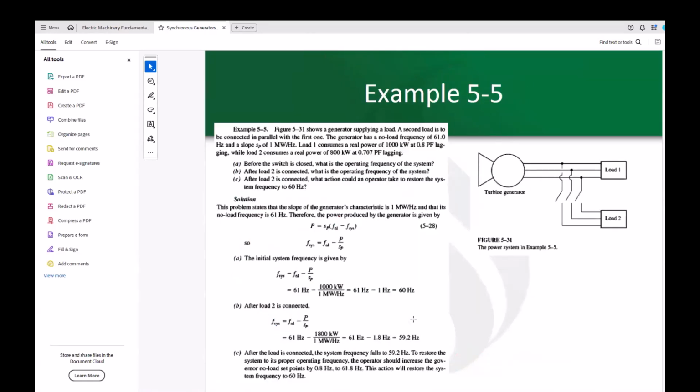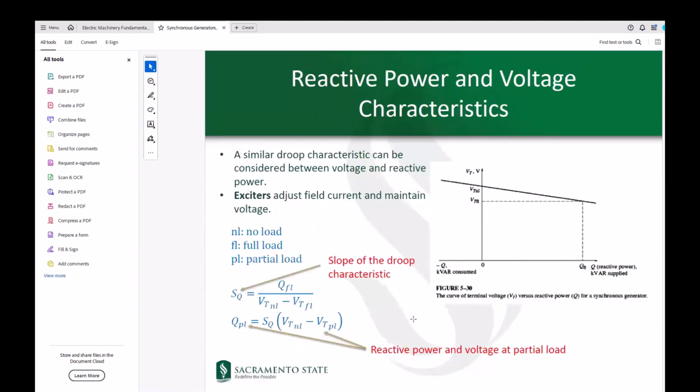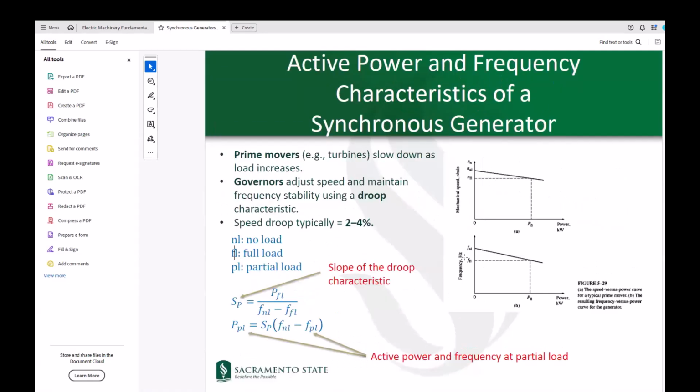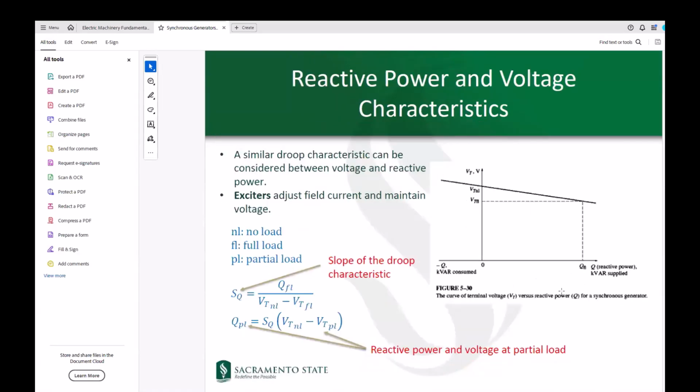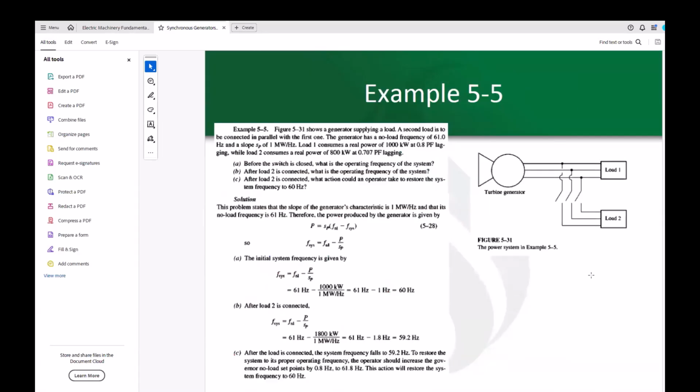The same type of relationship also can exist between reactive power and voltage. So remember, always frequency is corresponding with active power, and voltage is corresponding with reactive power in synchronous generators. So here is a relationship between the voltage in the terminal and the reactive power. And also keep that in mind.